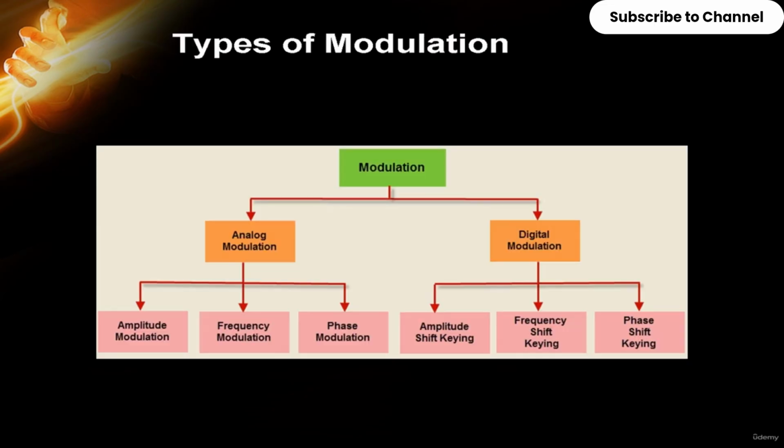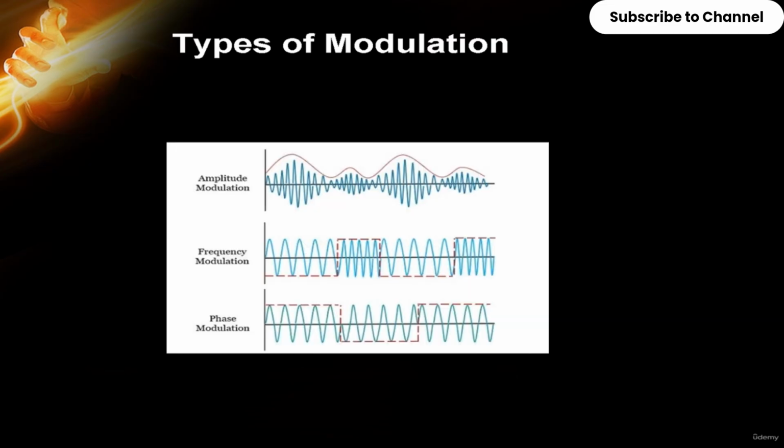So these are the types of modulation. What types of modulation are available? There are two types: one is analog modulation, another one is digital modulation. Analog modulation is further classified as amplitude modulation, frequency modulation, and phase modulation. Digital modulation is further classified as amplitude shift keying, frequency shift keying, and phase shift keying.